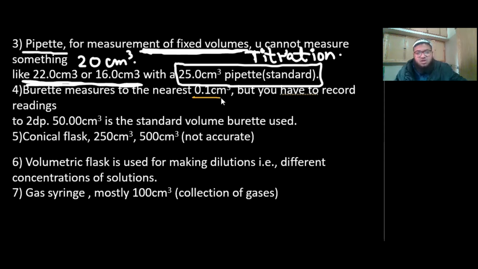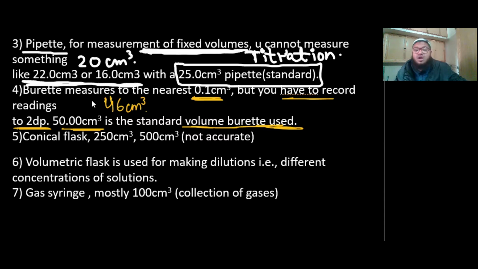A burette measures to the nearest 0.1 cm cube, but you have to record the readings to 2 decimal places. 50 cm cube is the standard volume burette used. What do I mean by this point? You have to record your readings up to 2 decimal places. 2 decimal places means that if you take out a measurement with a burette, and let's say it's 46 cm cube of volume, and you pour out 46 cm cube from a burette, what does that mean?